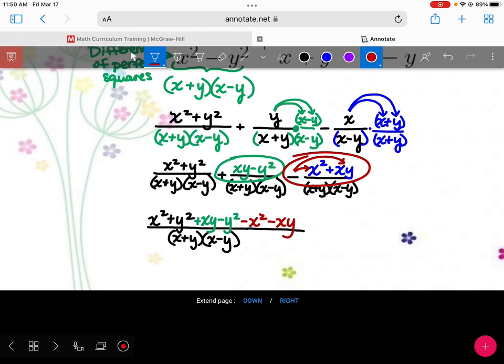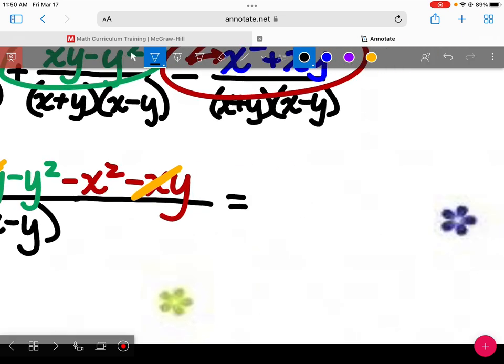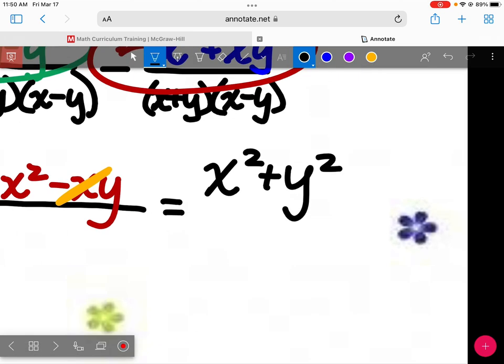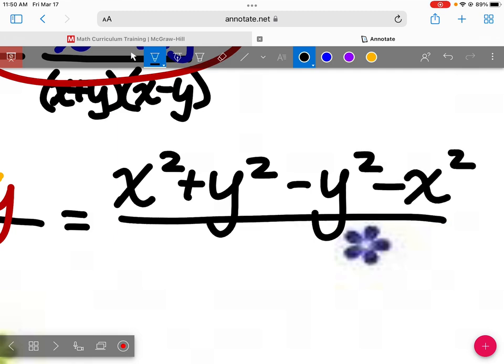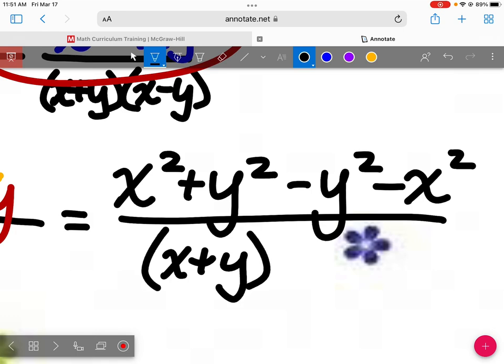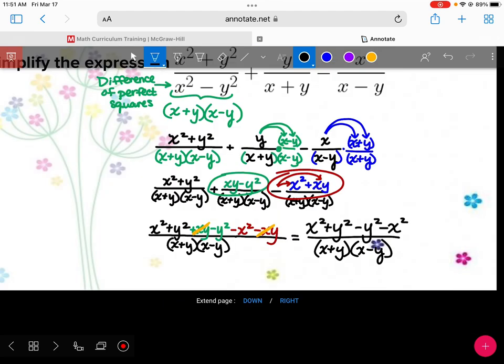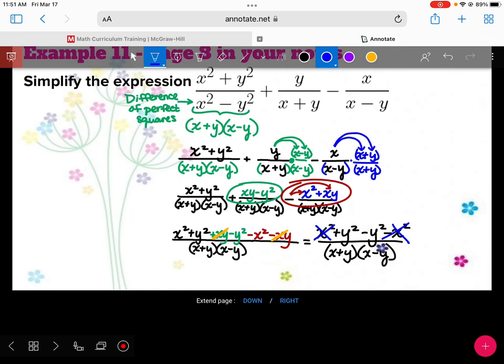There's a really long numerator there. What do you see that cancels? The xy. I have a positive xy here, and I have a negative xy here. All right, so that would leave me with x squared plus y squared minus y squared minus x squared over x plus y, x minus y. I'm just rewriting what we've got. If you do it all at the same time, that's fine. What was the next thing you told me would cancel? The x squareds are going to cancel because I have a positive x squared minus x squared.